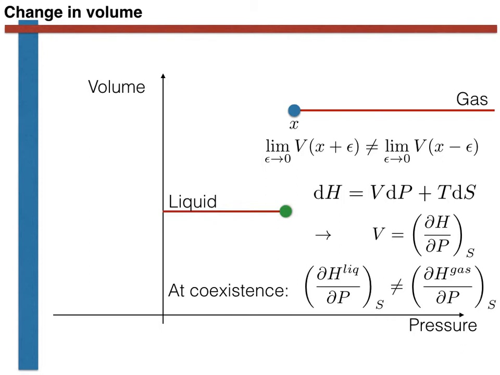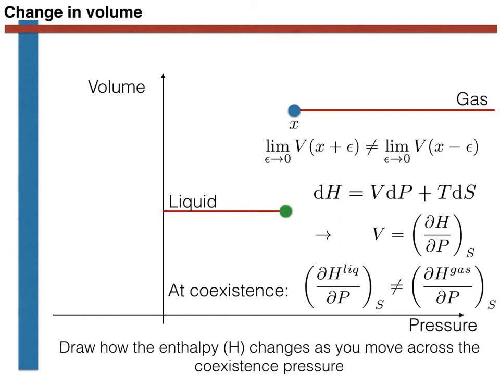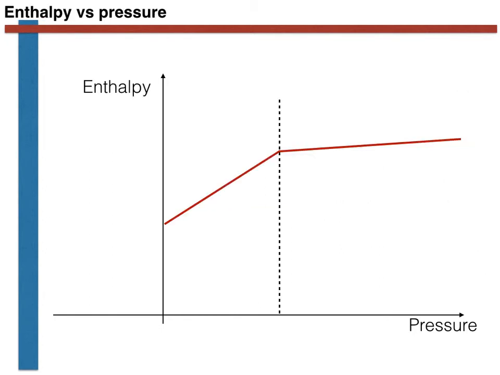In other words, at the coexistence pressure, the first partial derivative of the enthalpy with respect to pressure is not continuous. With this in mind, I would like you to draw a graph that shows how the enthalpy of the system changes as you move across the coexistence pressure. Pause the video for a moment and take some time to do this diagram. You should have drawn something like this.